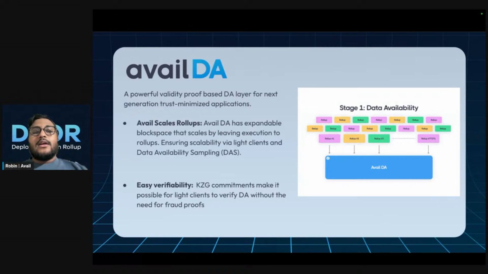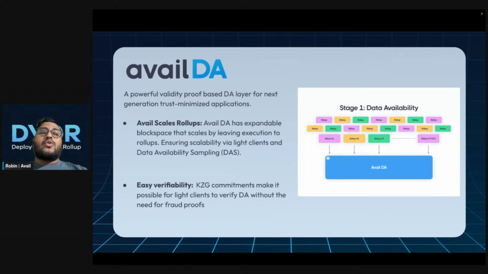If you think about how optimistic rollups or zk rollups work, in both constructions you need the data behind the transactions and the state changes to be available somewhere, so that if anyone comes in and wants to verify the state changes, they can do so.